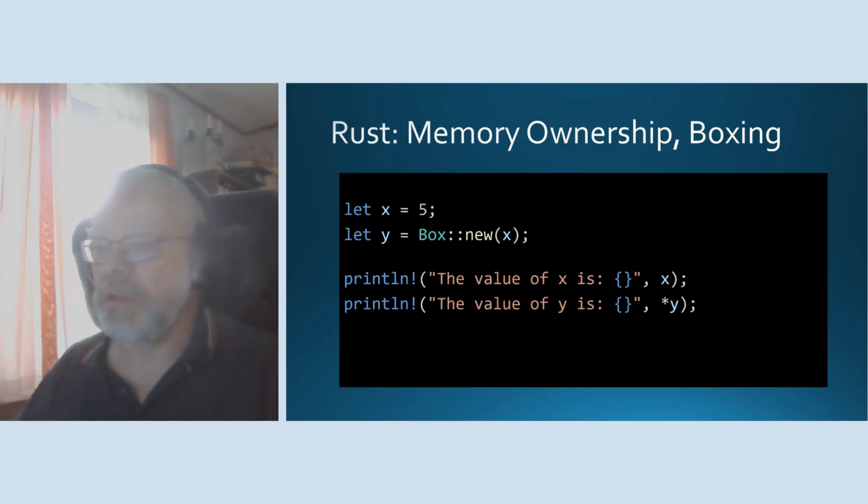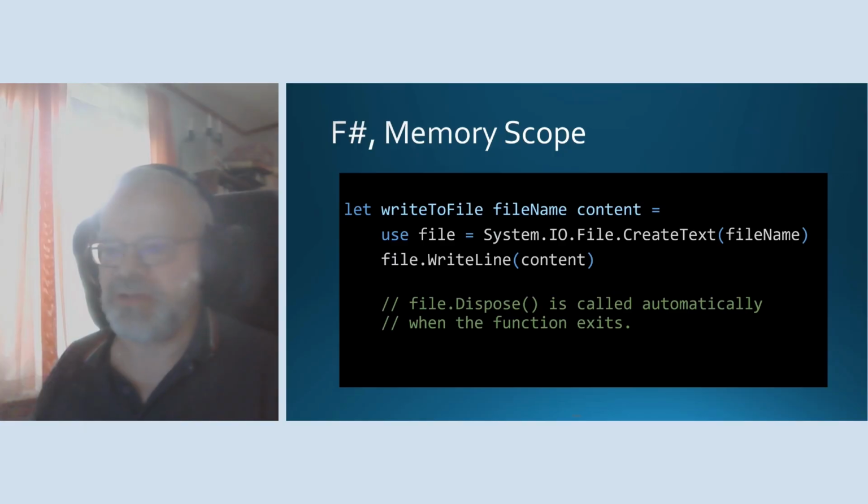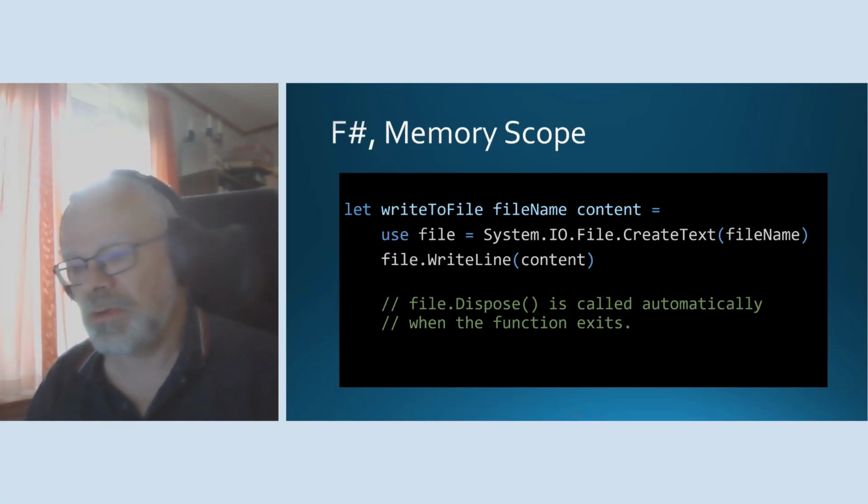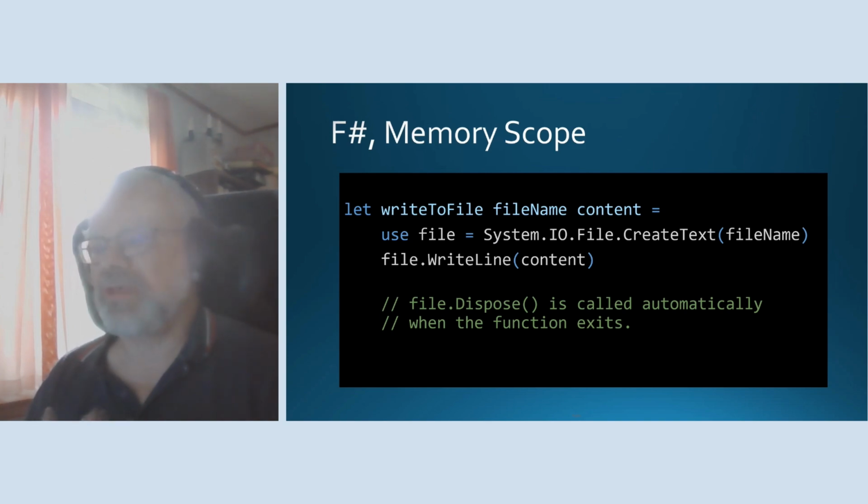Right? If we look at F#, there's not much to say about the memory itself. The garbage collector will get it when it's lying around, not used anymore. But we have this scope that if the data we have implements dispose, and we want to use that, then we can declare a scope by having the use keyword. For example, here we create a text file, and a text file implements dispose.